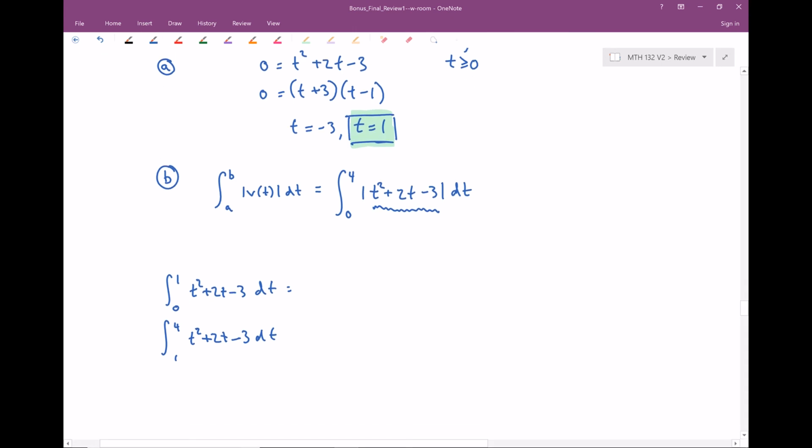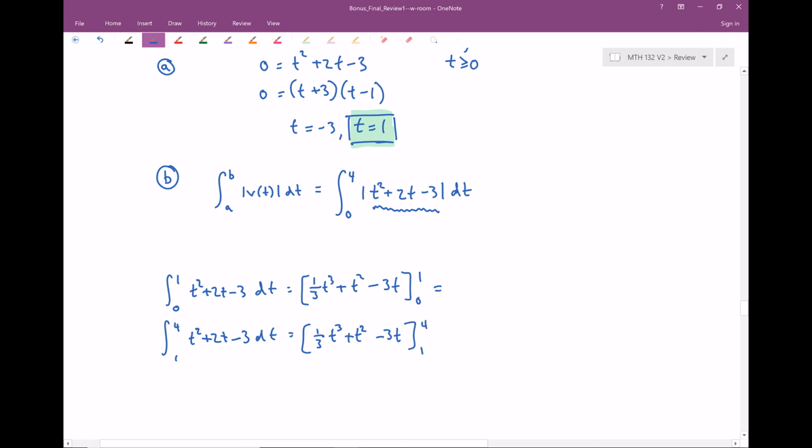So let's go ahead and evaluate this. I'm going to have 1/3 t cubed plus t squared minus 3t, and this we need to evaluate from 0 to 1. And likewise, when I evaluate this, it's going to be the same antiderivative, 1/3 t cubed plus t squared minus 3t, but now we're evaluating from 1 to 4.